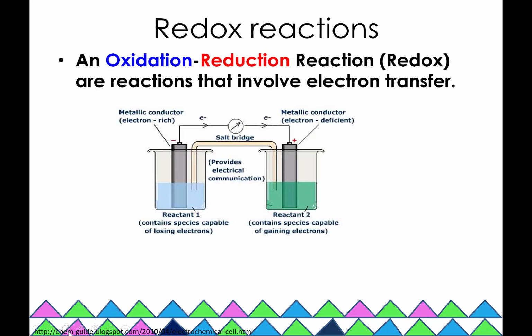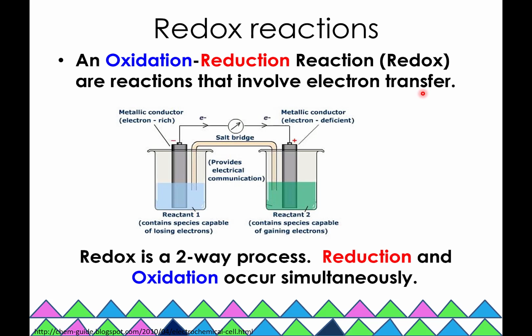It's very important to understand that an oxidation-reduction reaction is a reaction that involves electron transfer. So oxidation and reduction take place simultaneously. Redox is a two-way process. So if some compound is reduced, then some other compound must be oxidized. Those two things are happening simultaneously.